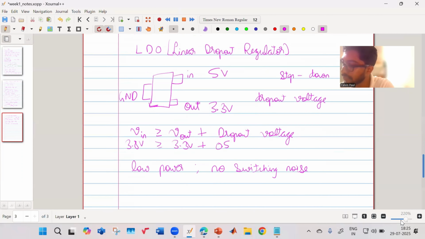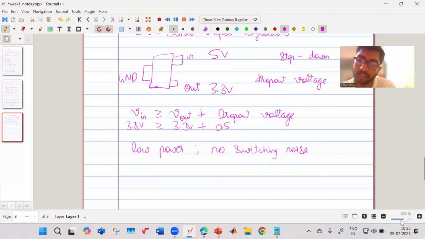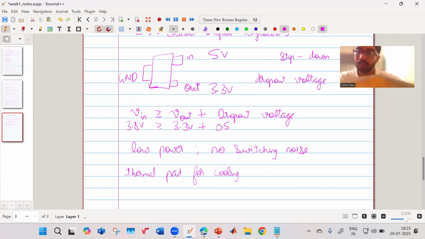But you must also be very careful with the LDO which you will use, because an issue which I have faced is that the LDO gets heated up. So it should have a thermal pad for cooling. I don't know about you guys, but how many of you are working on PCBs? So you will have a PCB.